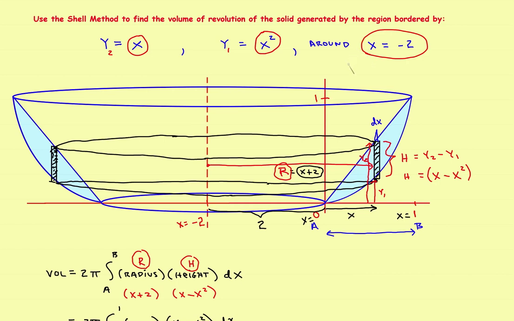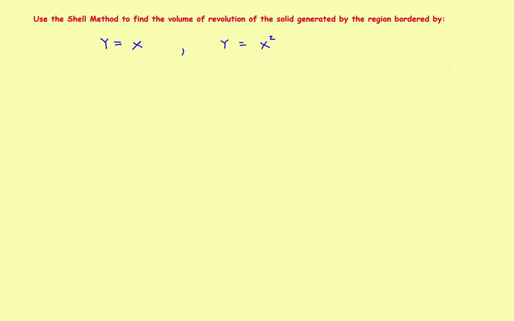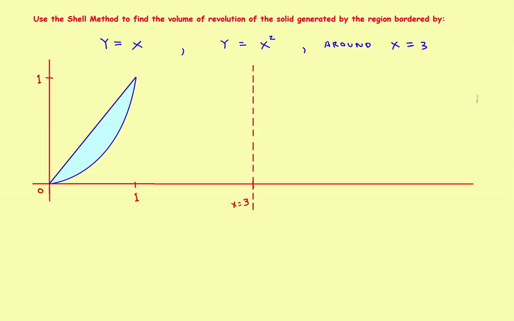Now in the next example, we'll take a look at exactly the same problem, but just to show you a little variation, we'll rotate it around the line x is equal to a positive 3. So let's take a look at what that problem looks like and how it changes things. Okay, now rather than going around x equals negative 2, this time we're going to go around the line x is equal to a positive 3.